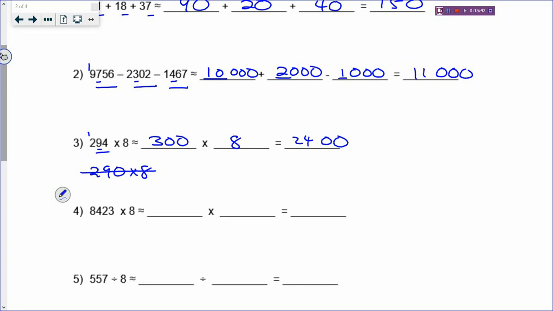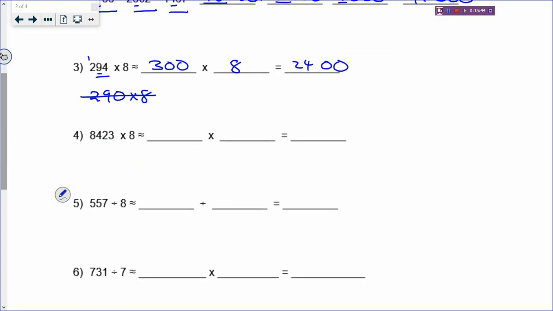Okay, how about the next one? 8423 times 8. Do you want to round off to nearest tens, hundreds, or thousands? I want more zeros because it's easier to estimate. So I round the 8423 to nearest thousand. I look at the biggest place value that is not 5 and bigger, so it's still 8000, and then times 8. So it's easier to work out rather than rounding off to nearest tens or nearest hundreds, right? So 8000 times 8 is easier to get the answer because 8 times 8 is 64 and then 1000.